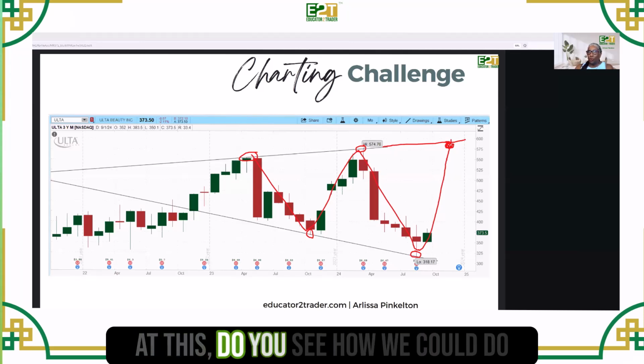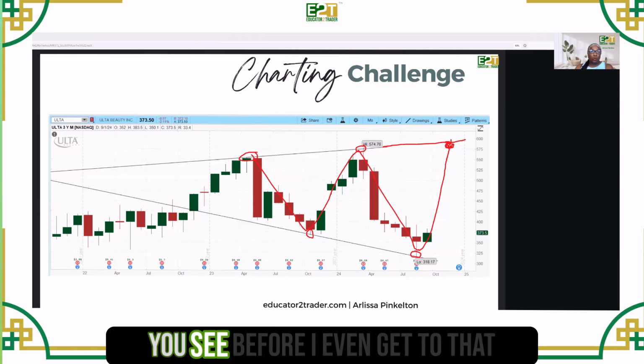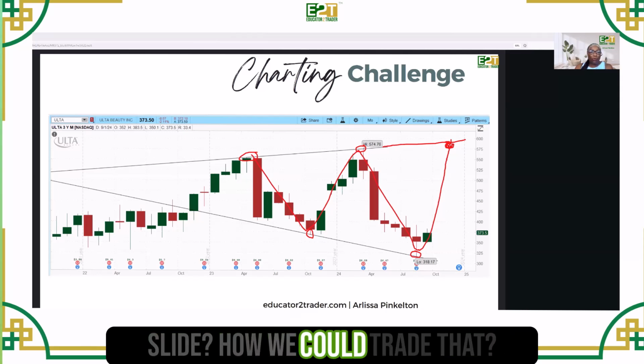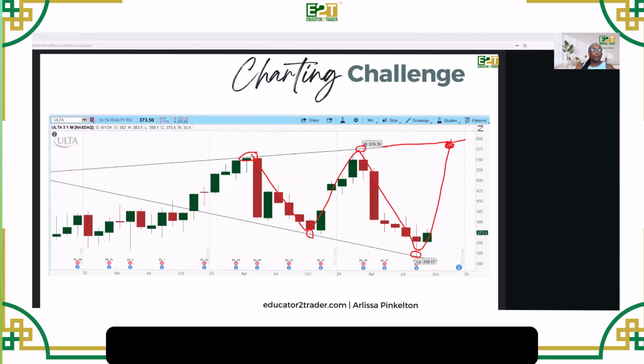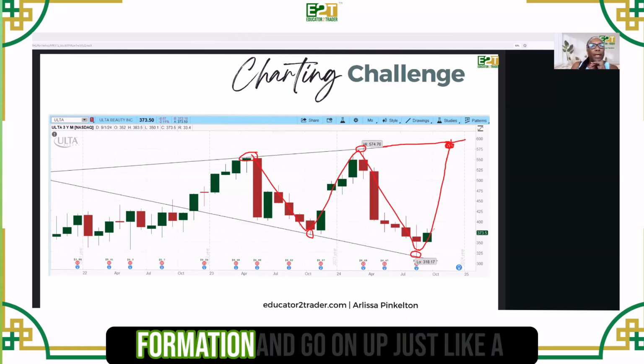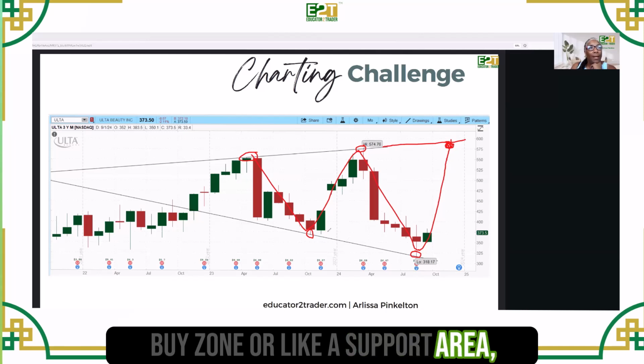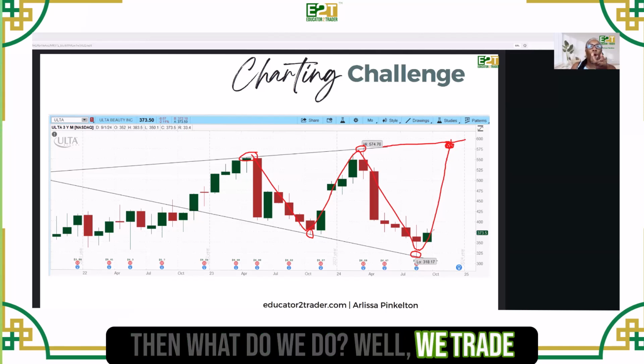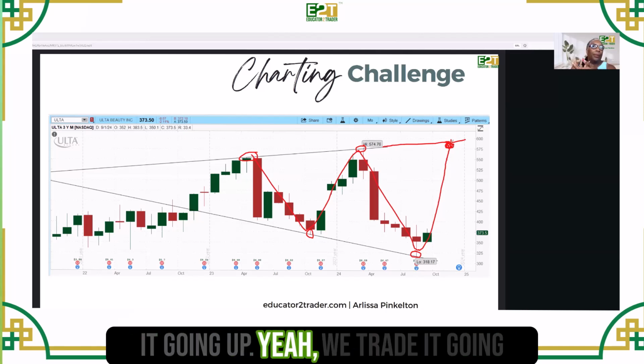Now, looking at this, do you see, before I even get to that slide, how we could trade that? Be thinking, if our thought is that it's going to hit the broadening formation and go on up, just like a buy zone or a support area, then what do we do? Well, we trade it going up.